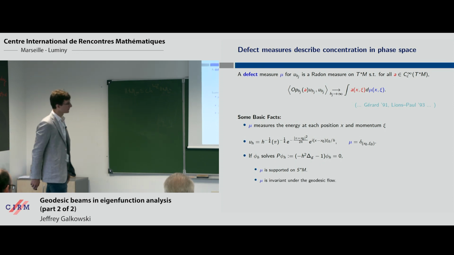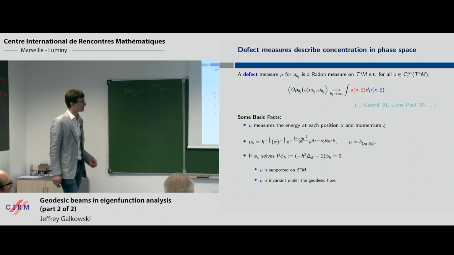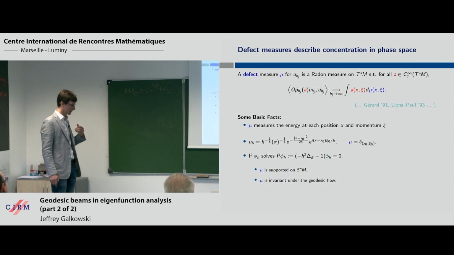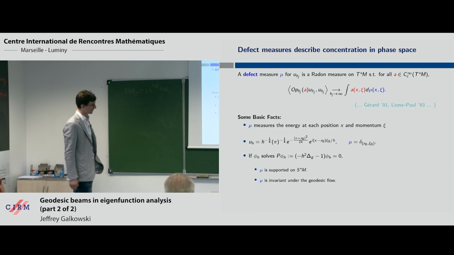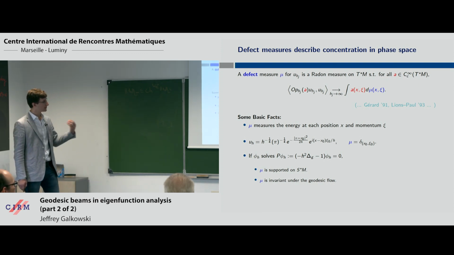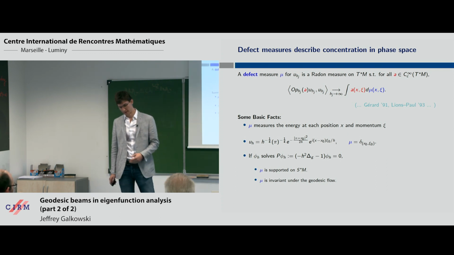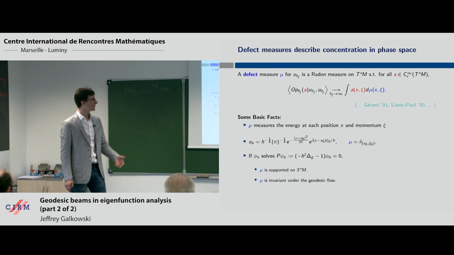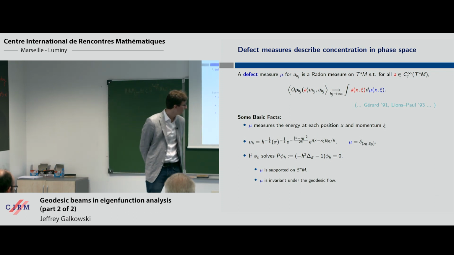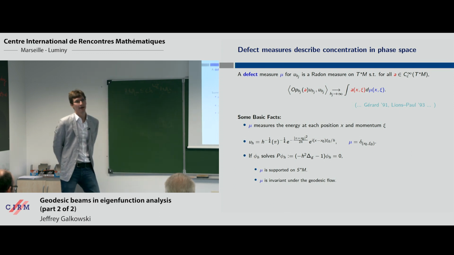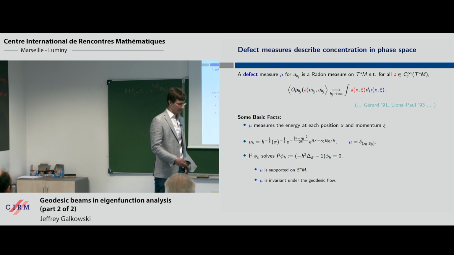Moreover, these defect measures are invariant under the geodesic flow. That's a crucial fact, and it's illustrated by Egorov's theorem, but there are other ways to see that. The point is that now we see the quantum classical correspondence: the measure is supported on the energy surface, and it has a certain invariance under the classical flow. So these pictures that Shiza showed you of billiards and their corresponding eigenfunctions make sense in this context. You see the effect of the geodesic flow.